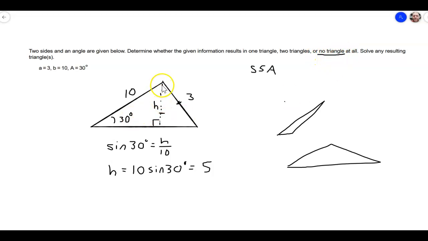So in order to even make a single triangle, this length would have to be at least 5. So if it was exactly 5, we'd have one triangle. If it was between 5 and 10, we'd have 2 triangles. And if it was more than 10, we'd have one triangle. And if it's less than 5, no triangles. So in this case, we have no triangles.